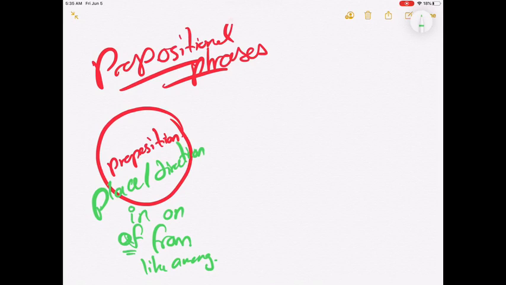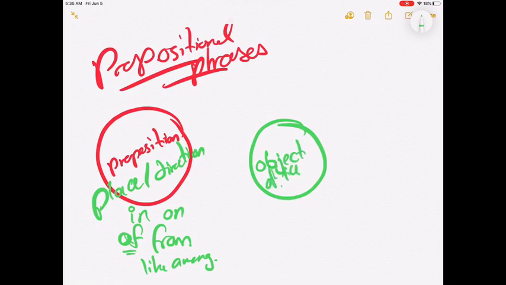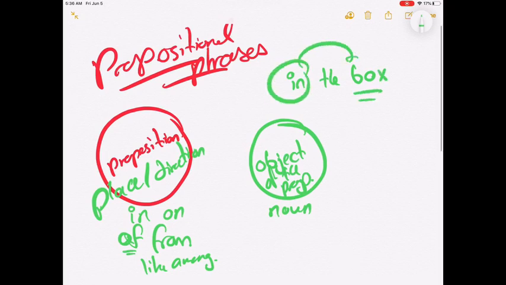So first we have a preposition, then we have what we like to call the object of the preposition. And what that means is the noun that the preposition is referring to. So for example, if I say in the box, then the box is the object of the preposition because the preposition in refers to the box. So the box is the object of that preposition.